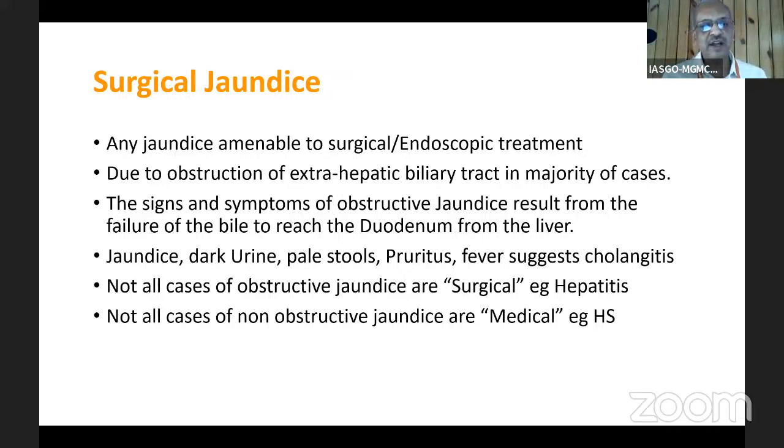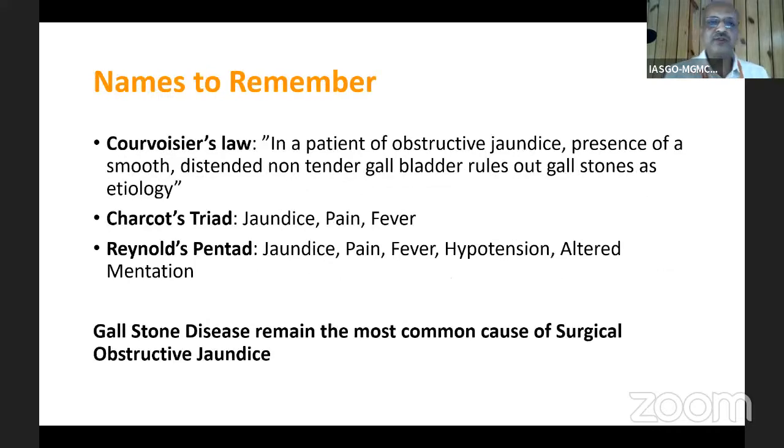And on the other hand, not all cases of non-obstructive jaundice are medical, especially hereditary spherocytosis, where a splenectomy, which is a surgical procedure, is considered a palliative kind of treatment, not a cure, but palliation. So a few names to remember. We have all gone through them during our MBBS days, but they are important when we are talking about surgical jaundice.